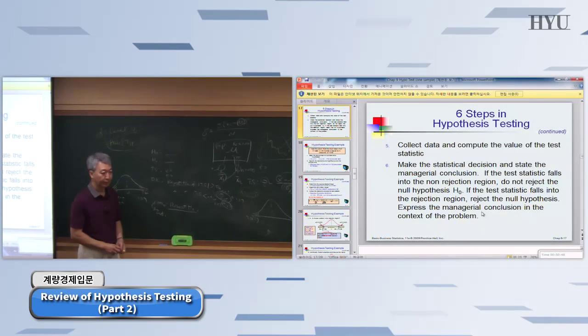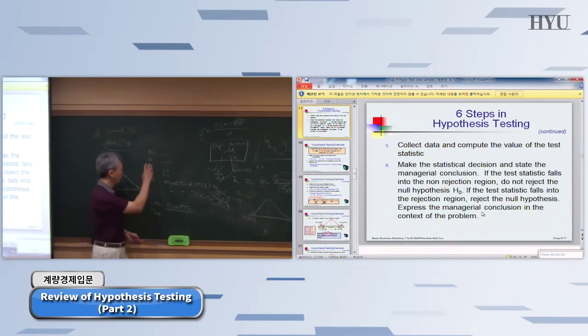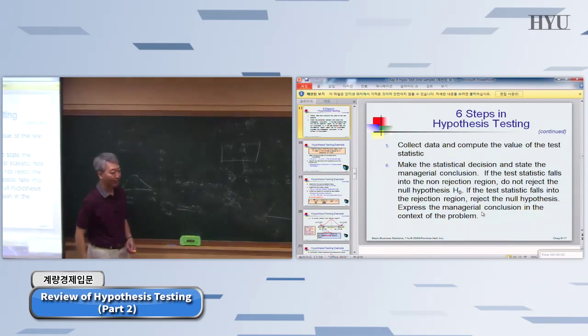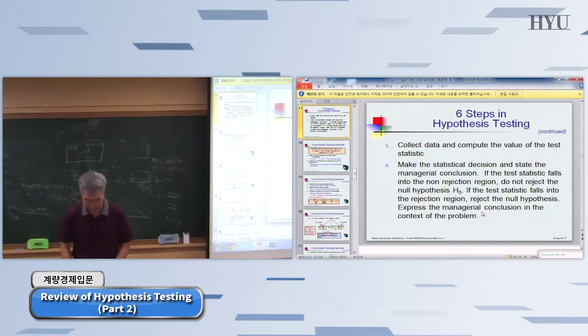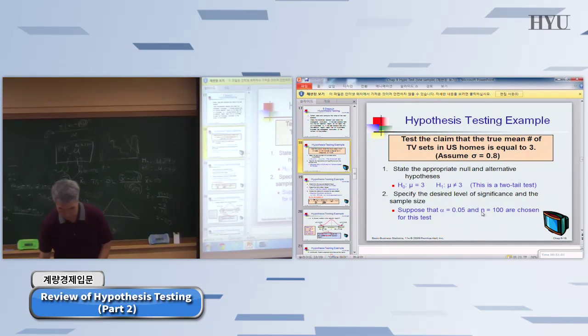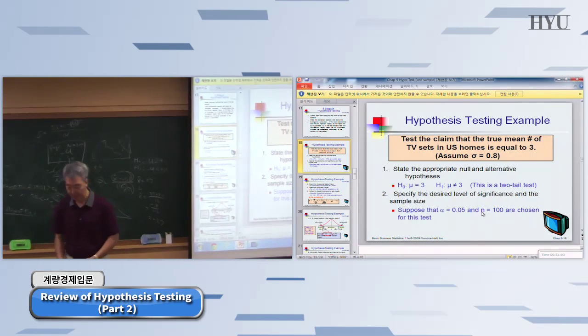So in order to get a perfect score in the exam, you have to do all these 6 components. All right? Any question so far?